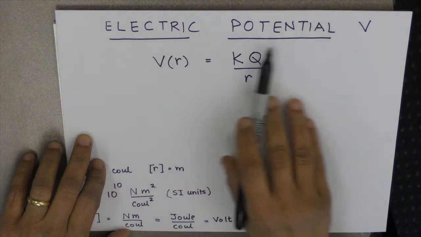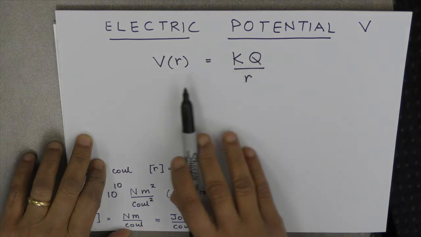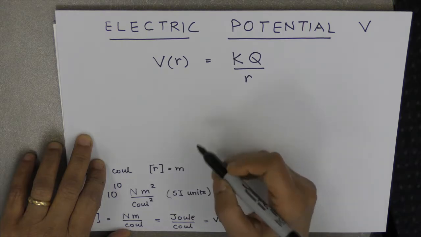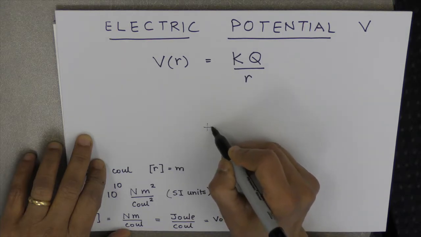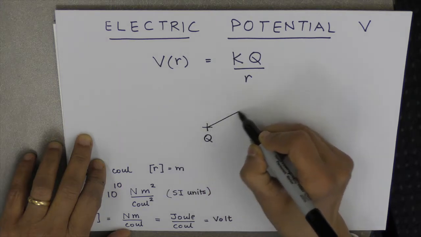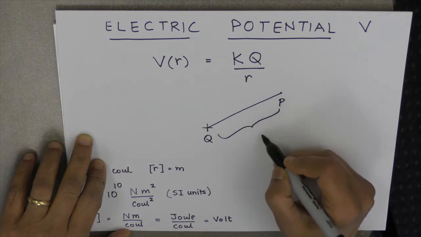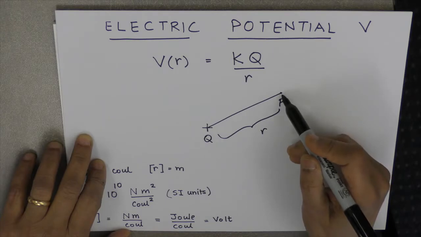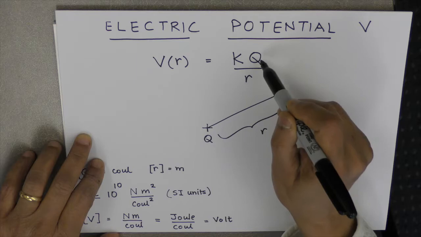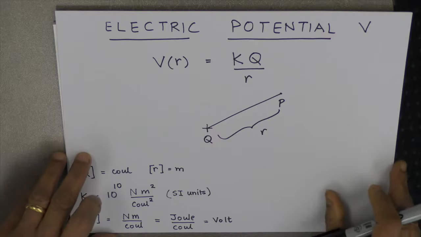The electric potential V for a charge Q is given by this expression. V is the potential at a point, so let's say the charge is right here at R equal to 0, and P is a point a distance R away. The potential at point P is given by the constant K times the strength of the charge Q divided by the distance of that point from the charge.